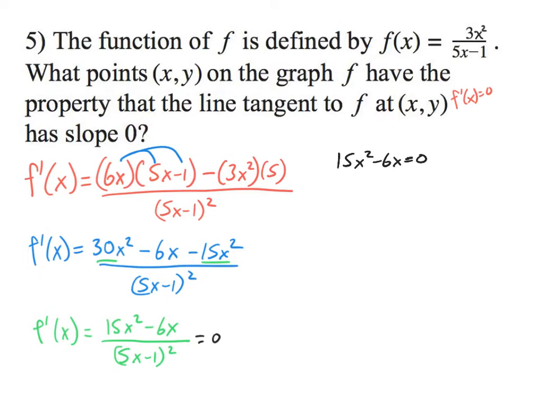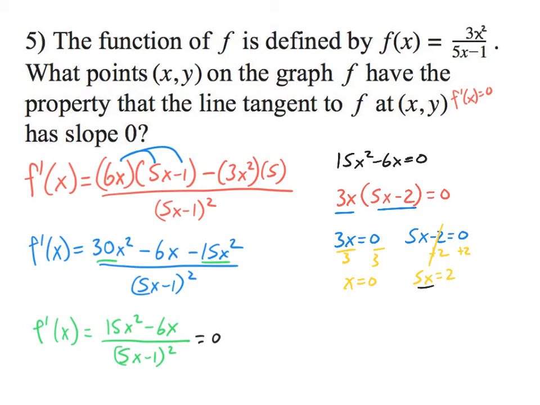All right, first step is to pull out GCFs. And I see they all have a 3 and an x in common. That leaves us 5x minus 2. Then you set each piece equal to 0. So 3x equaling 0 and 5x minus 2 equals 0. And we solve those. Divide this one by 3, x equals 0. Add 2, not 5x plus 2, 5x equals 2. And then we divide by the 5. So we have x equals 2/5 once that drops off.